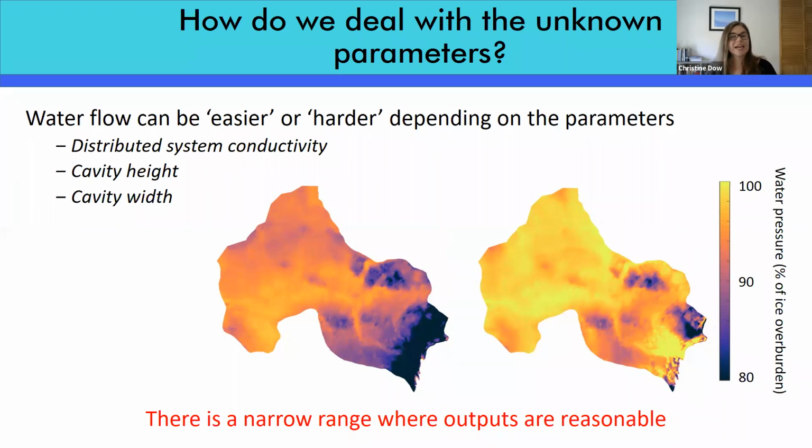So what this means in the end is that we actually have a very narrow range of parameters where we can get model outputs that are reasonable. And of course, for every setup that we run, we have a range of sensitivity tests that check out those parameters so that we know generally what the range of options are for that basin.